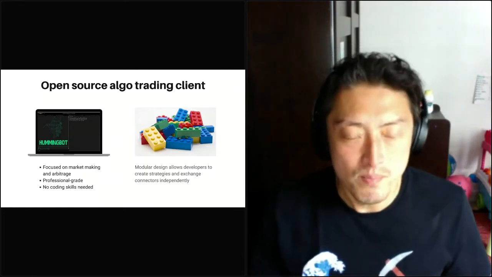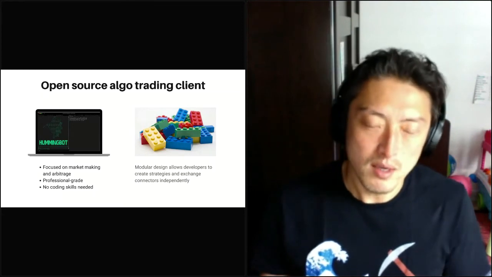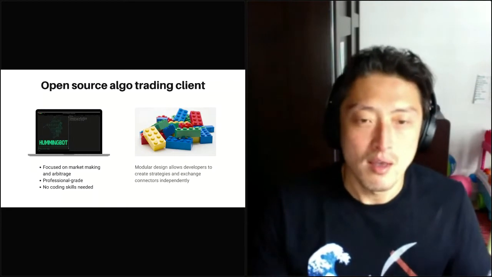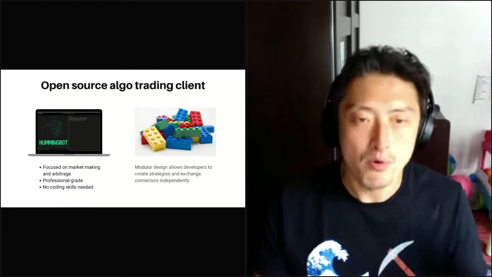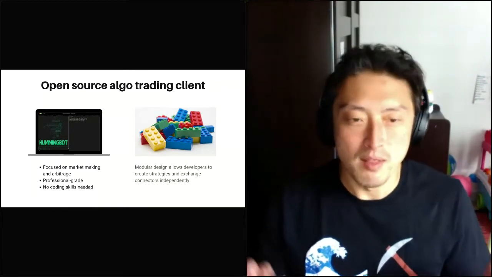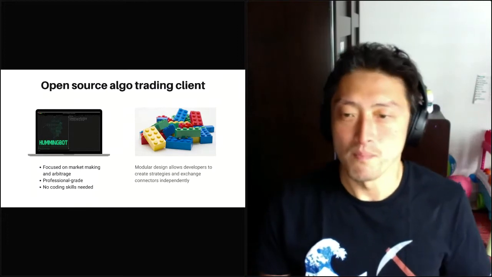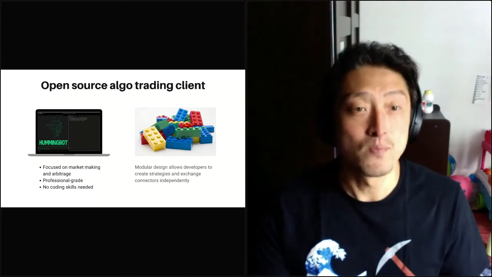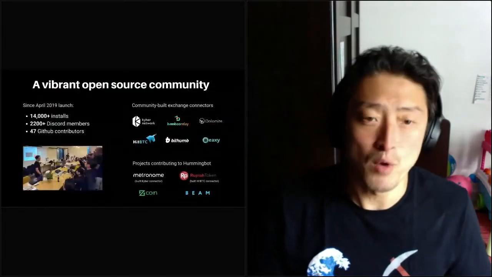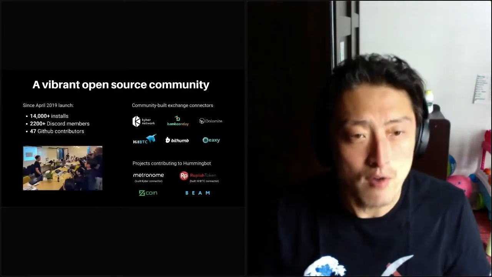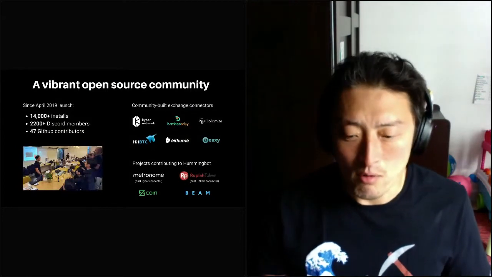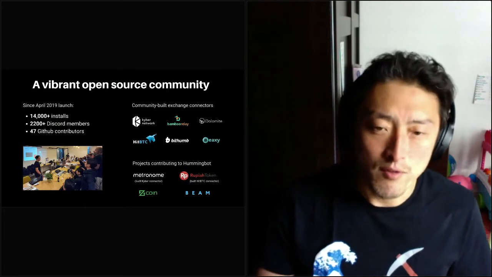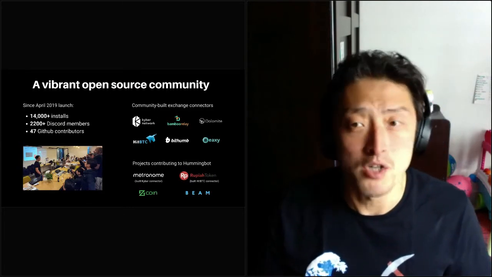What that means is that external developers can write strategies, and other developers can write connectors to different exchanges. These strategies and connectors can operate interchangeably, but they don't need to know about each other. That allows the community to really increase the value of this over time. In the past year since we open sourced, we've had about 14,000 installs. Today, our Discord community has over 2,200 algo traders and developers, and we've had 47 individual contributors to the project.